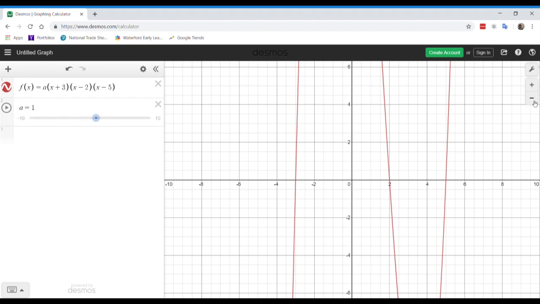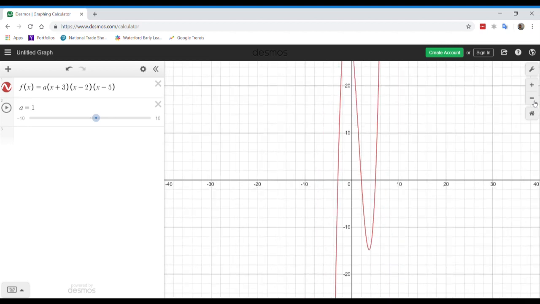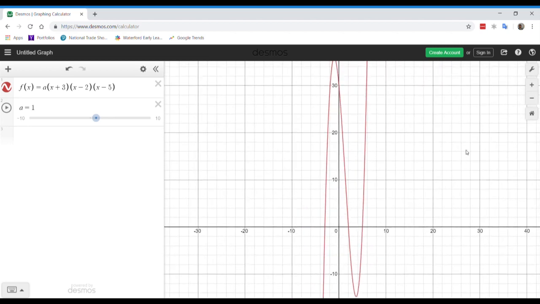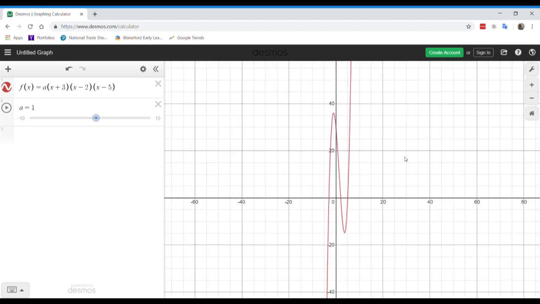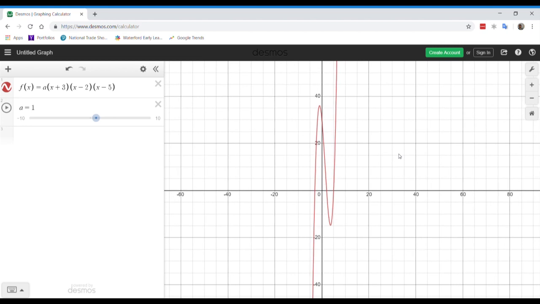So here, right now, my a is equal to 1. Let me zoom out so you can see what the graph looks like a little bit better. Maybe one more. Okay, so there it is. We have our cubic function here where my a right now is equal to 1. Before I change it, let me show you my zeros. My zeros, where it crosses the x-axis, are at negative 3, at 2, and at 5, just as we predicted. Now what happens if I increase my a?